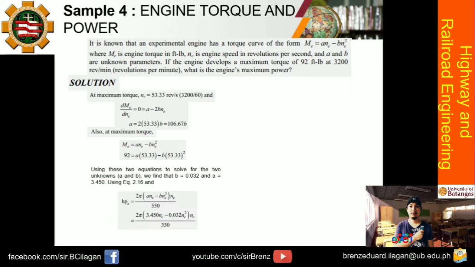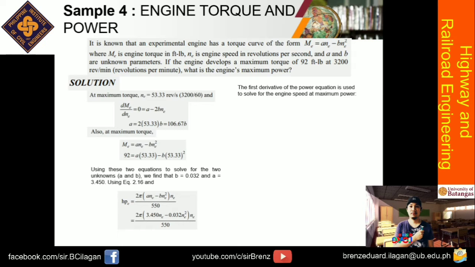And using the equation 2.16, yung dati natin ginamit, if i-check yung mga list of formulas natin, ito yung equation niya, where yung HP sub E natin is equals to 2 pi times the quantity of a N sub E minus b N sub E squared, times N sub E over 550. And again, that is just equals to sa maximum torque. So sinubstitute lang natin dun sa 2.16. Okay, so substitute nyo lang yung mga values there. So ang magiging sagot natin would be with respect to N sub E. And the first derivative of the power equation is used to solve for the engine speed at maximum power. So the equation will be equals to this equation.